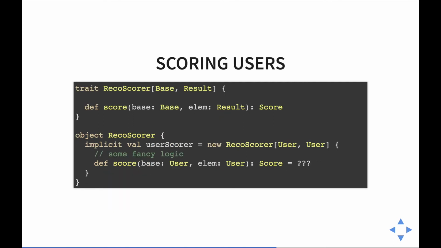Then we need a way to score our recommendations, or to score our users, to say these two users are really similar or not. Therefore, in this case, I provided this interface where you can just put in a base user and some other user or some other element and get back a score, how good they fit together, and provide an implementation for a user compared to a user. You can add some fancy logic there where the question marks are. I don't really care how you compare them.